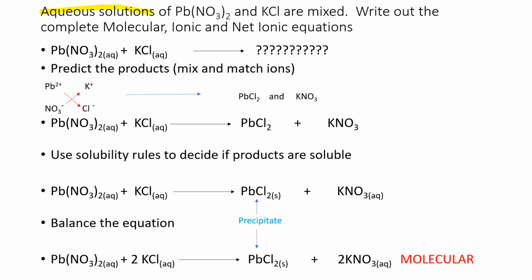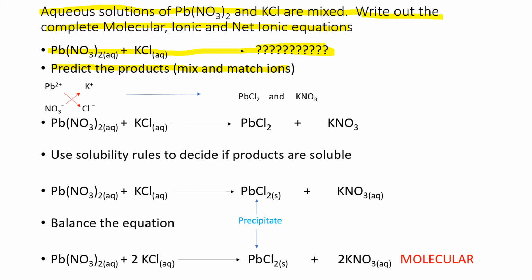Aqueous solutions of lead nitrate and potassium chloride are mixed. We want to write out the complete molecular, ionic, and net ionic equations for these. What we're really doing is mixing and matching these ions. We want to figure out what's going to be produced. What are we going to make out of this? The first step is to predict the products. We need to take our ions and mix and match those.